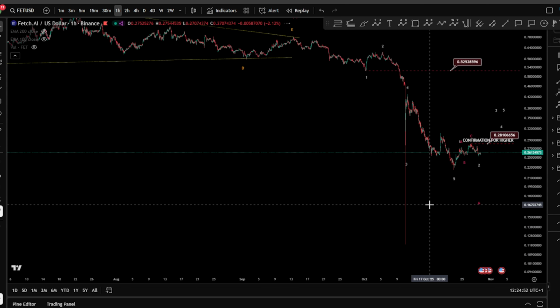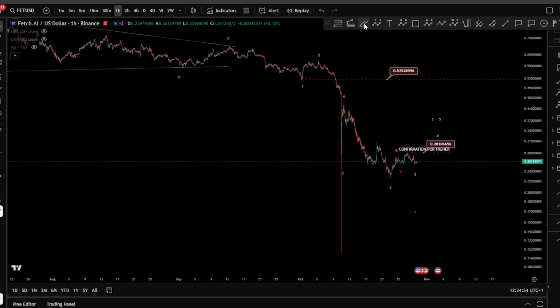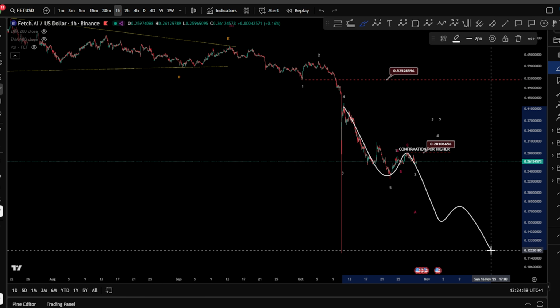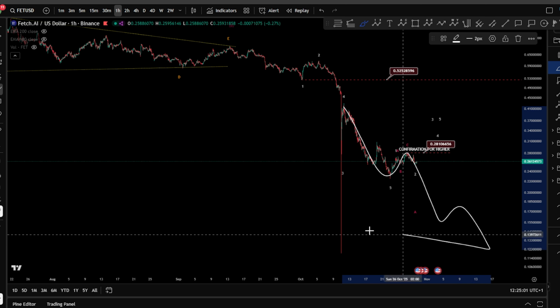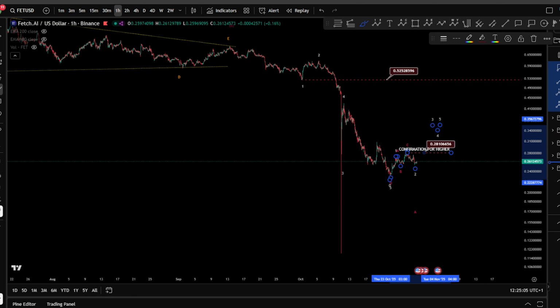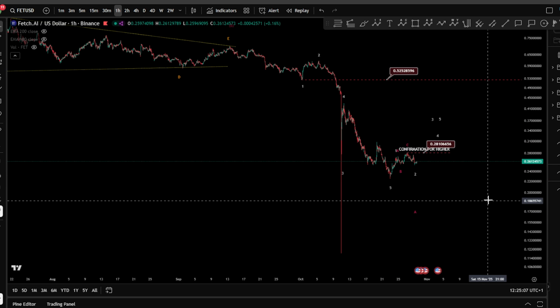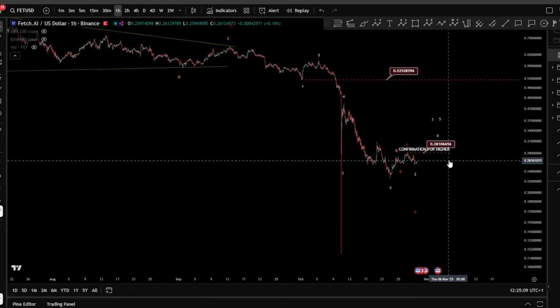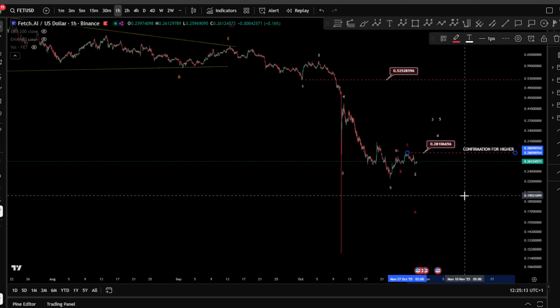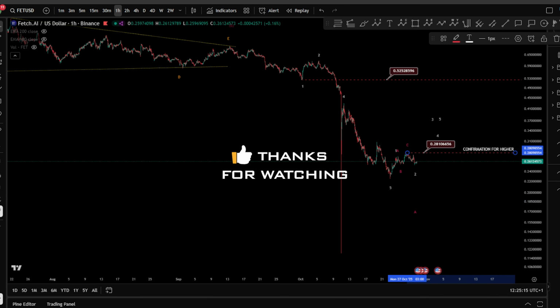Now, if we drop down, what might be the case? Well, the case might be a 1, 2 here, and then 3, 4, and a 5 for a wave 5, meaning it might still take the low. So we got to be careful, of course, with FET. Fundamentally also and technically still not showing really strong strength unless we take this confirmation for higher. That was it for Sui, Render, and FET.